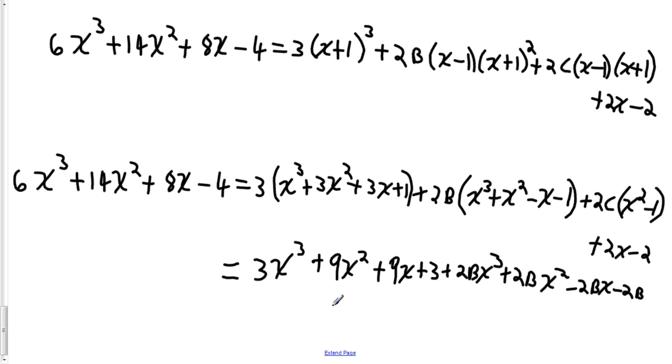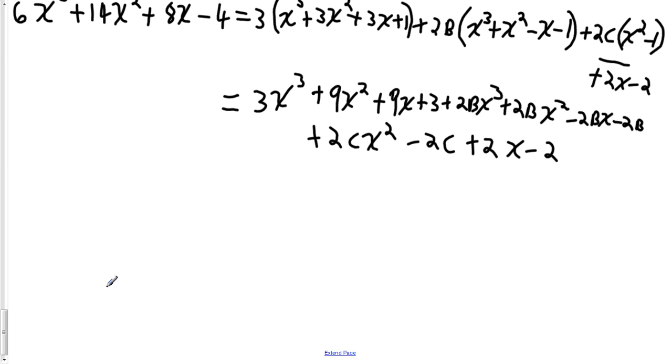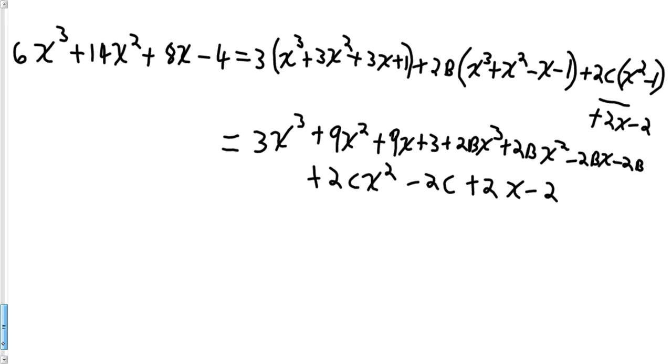And I will also have from this, when I distribute, a plus 2cx squared and a minus 2c. And then, of course, I still have the plus 2x and the minus 2. Okay, now what I'm trying to do is equate the coefficients of each of the powers of x. So I have to group them first. So let's match them up, all right?